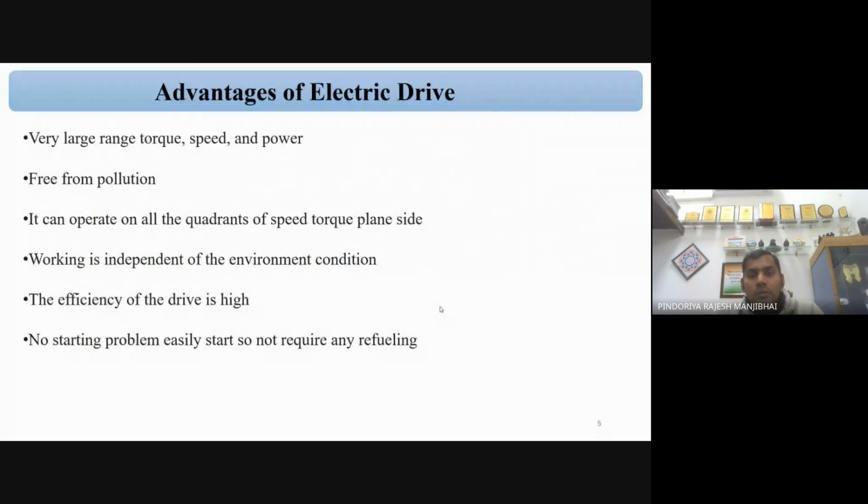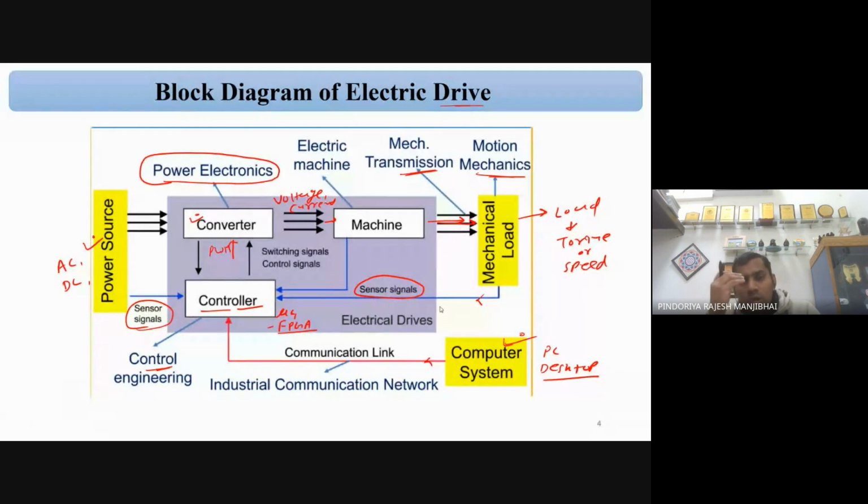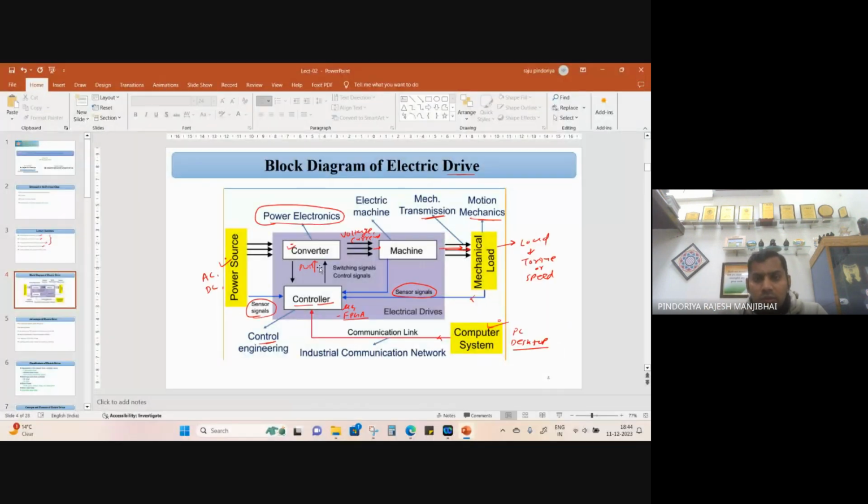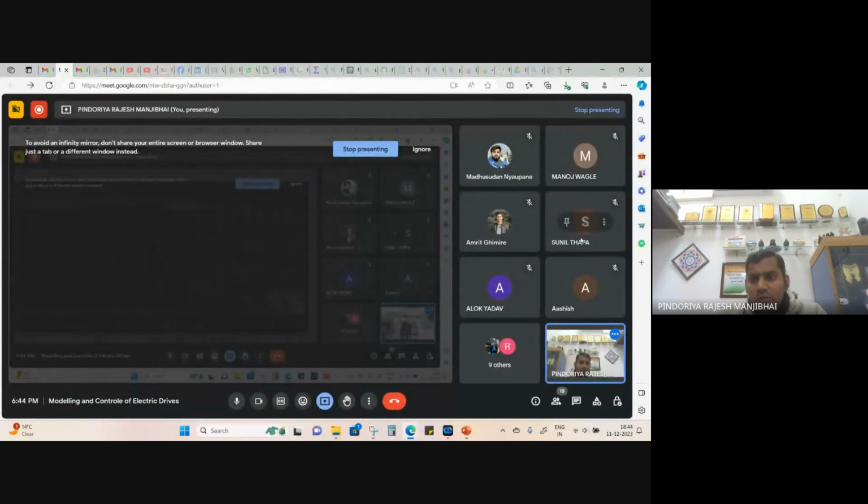Okay, so now I want the answer from you. Why are we discussing electrical drives? Otherwise, we can say, what are the advantages of electrical drives? Any idea? Any idea what the advantages of the electrical drives are? Yes, student, any idea? What are the advantages of the electrical drives?